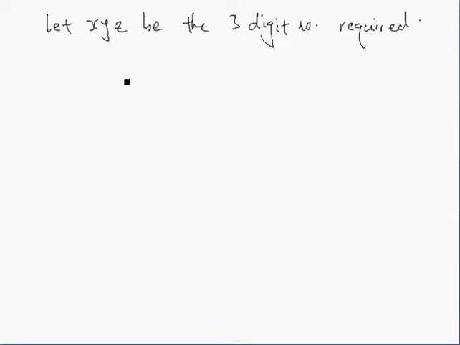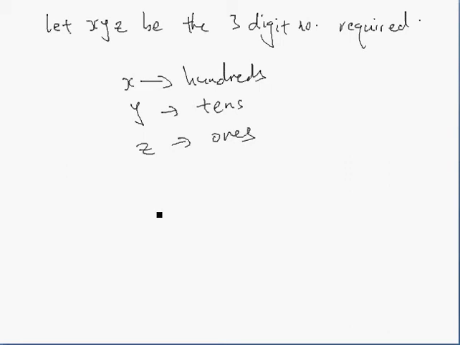So let x, y, z be the three-digit number required. In this case, my x represents the hundreds, the y will be the tens, and z will be the ones. Okay, so it's like back to primary school math. So what is the first hint we are given? x plus y plus z is equal to 19. Okay, first equation. Because we have three unknowns, x, y, z, we need three equations. So now we have the first one.